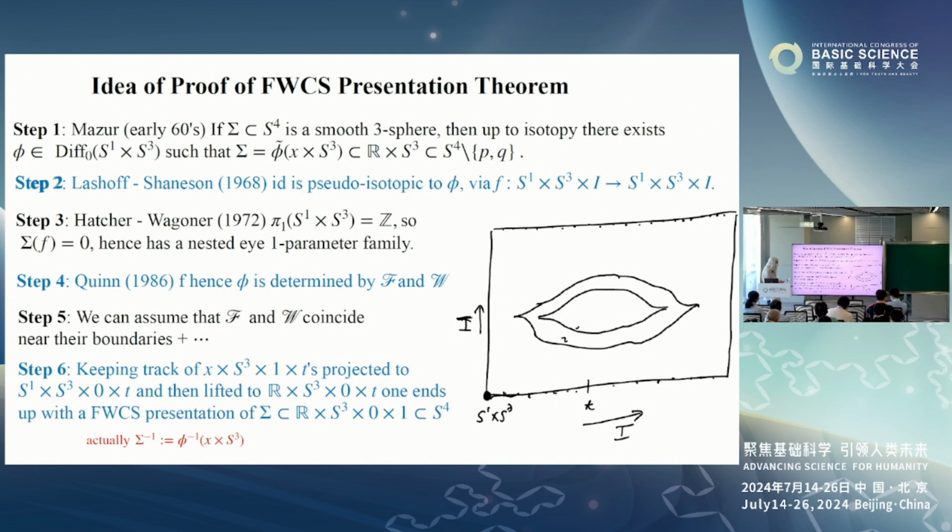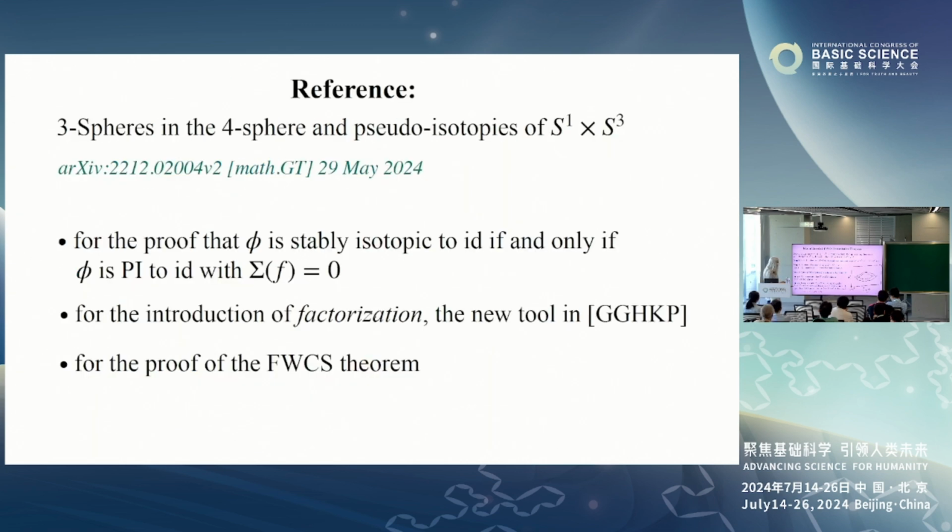You know, I need to mention one thing that doesn't have anything to do with pseudo-isotopy, but before I do that, here's a reference. If you want to learn more, look at this paper, 3-spheres and 4-space, pseudo-isotopy and S1 cross S3. There you can find the proof of this stabilization theorem, and learn about factorization and the proof of the carving surgery theorem.